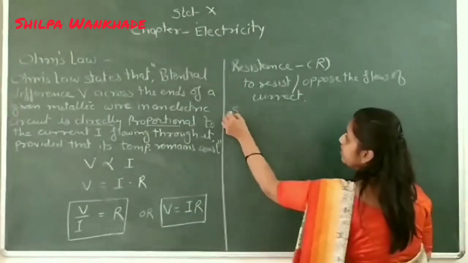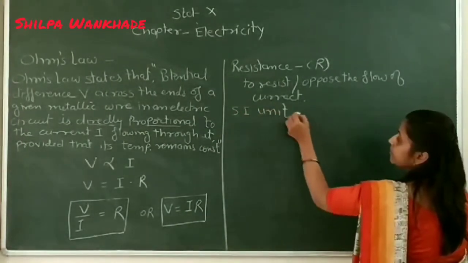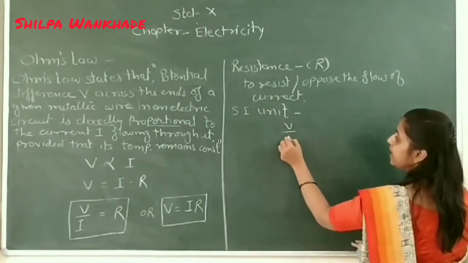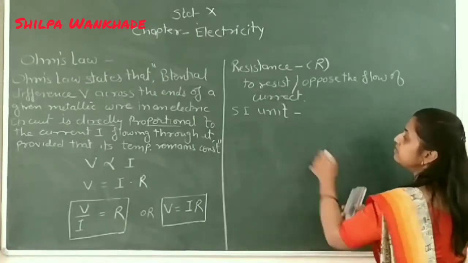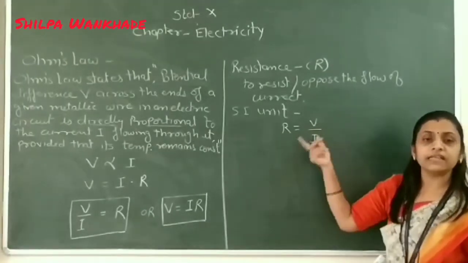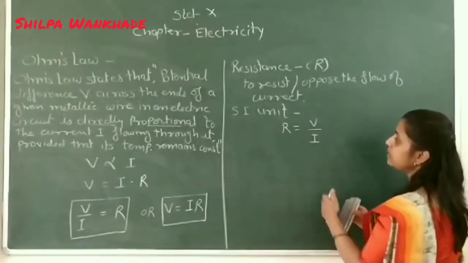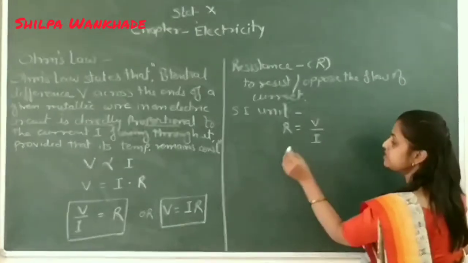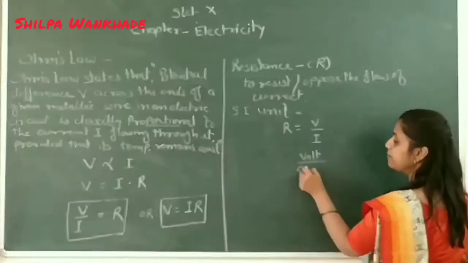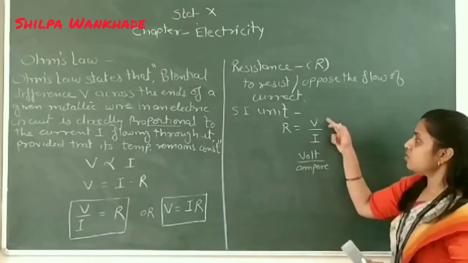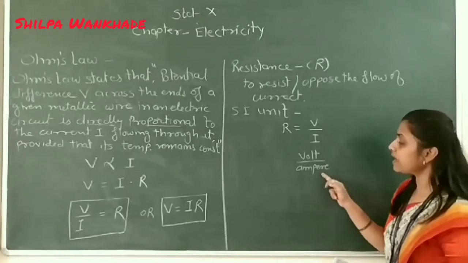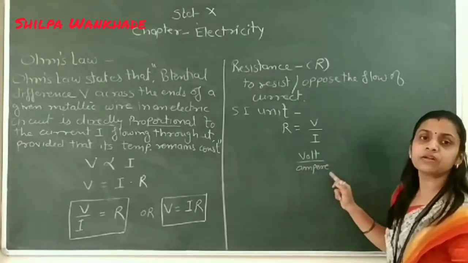Now what is its SI unit? We can find the SI unit from the formula, that is V by I is equal to R, or we can say the formula for resistance is V by I, and from this formula we can derive its SI unit. V means potential difference, and this potential difference is measured in volt, and current is measured in ampere, and therefore volt per ampere is called ohm.